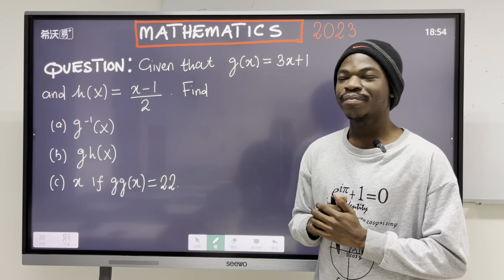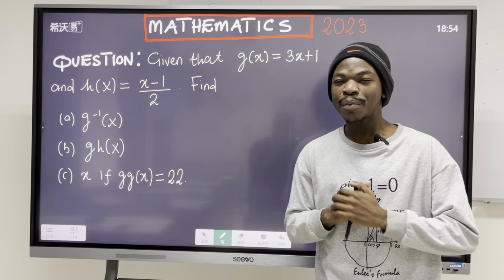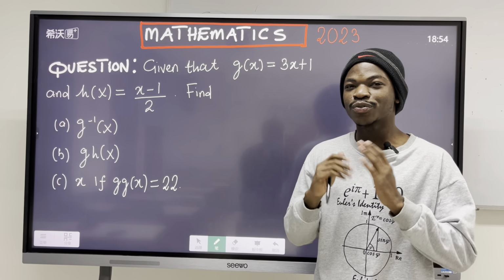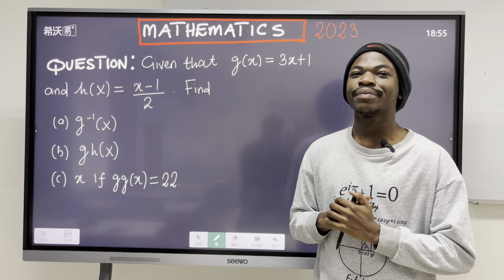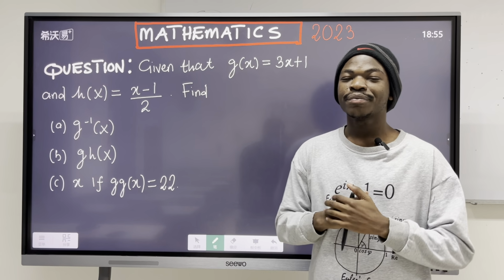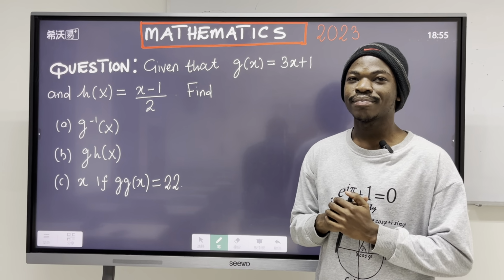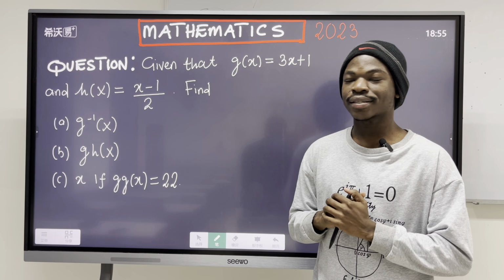In today's session, we have an interesting question coming from Mathematics Paper 1, 2023 Internal Examinations. The question is on functions. That's the topic that we're going to discuss.